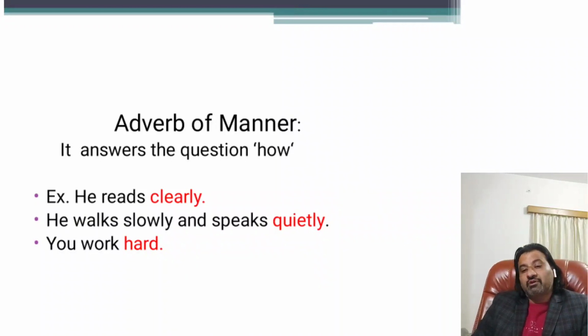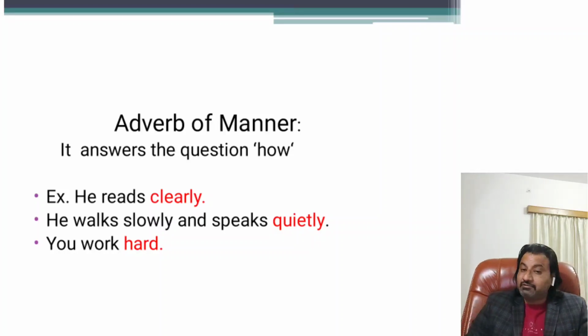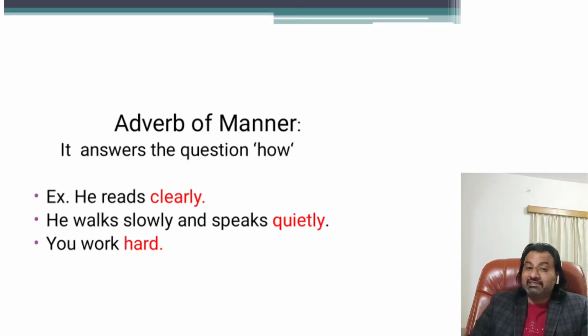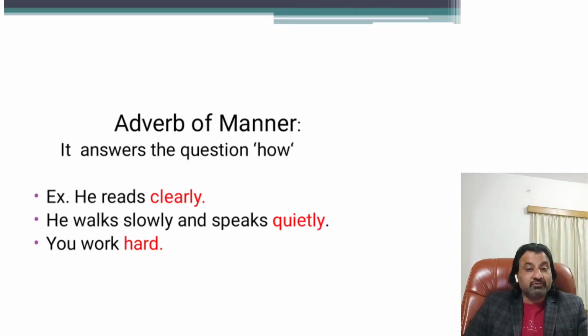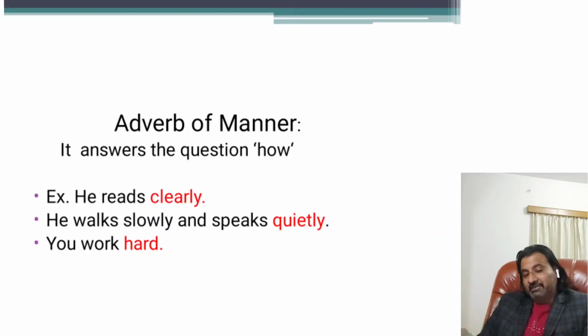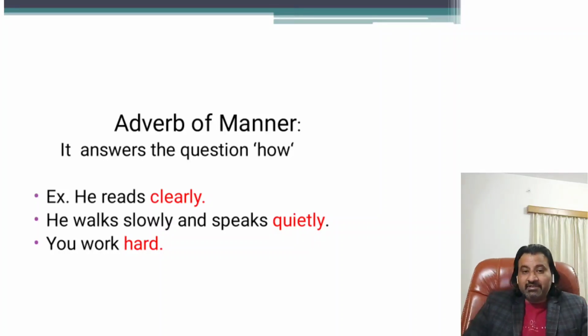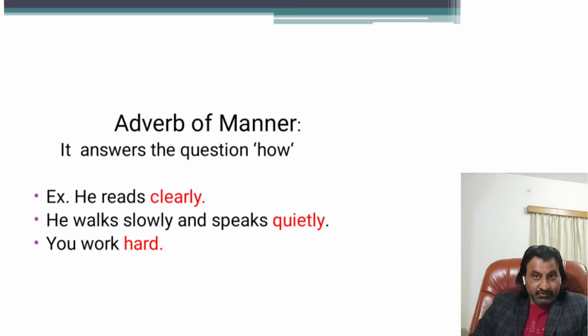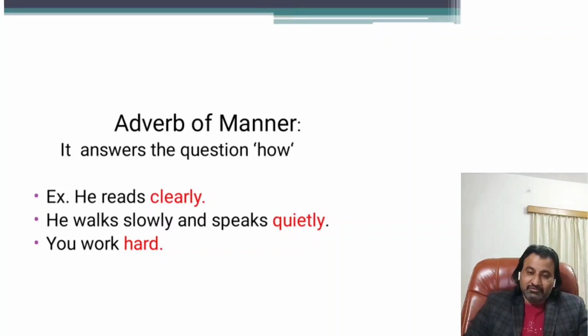He walks slowly and speaks quietly. Here the words slowly as well as quietly are two adverbs that give us additional information about walks and speaks respectively. And the next example, you work hard. You work, how do you work? You work hard. Hard is another adverb.